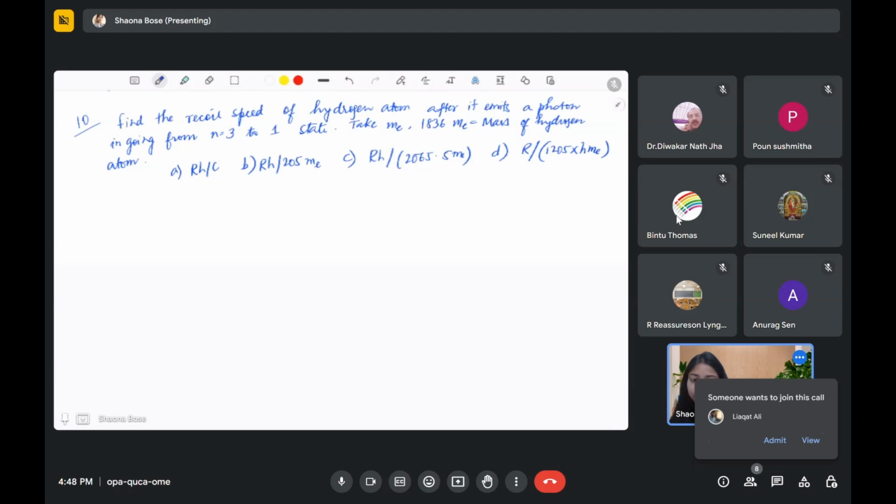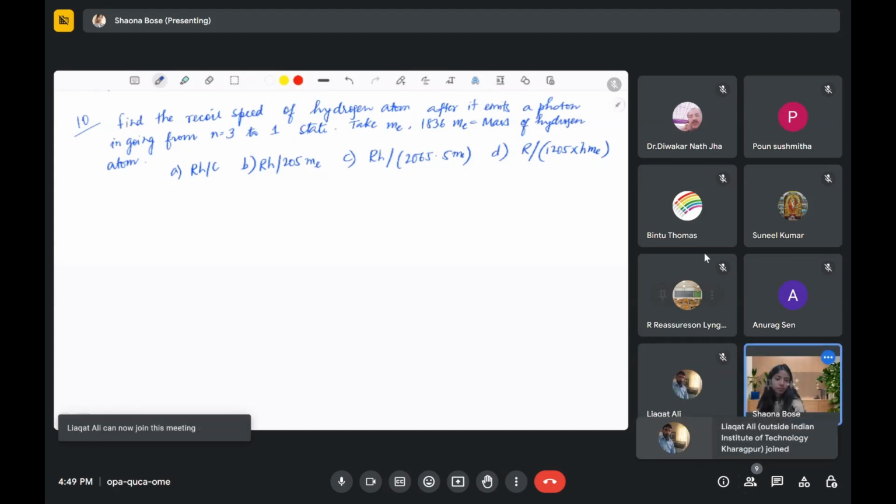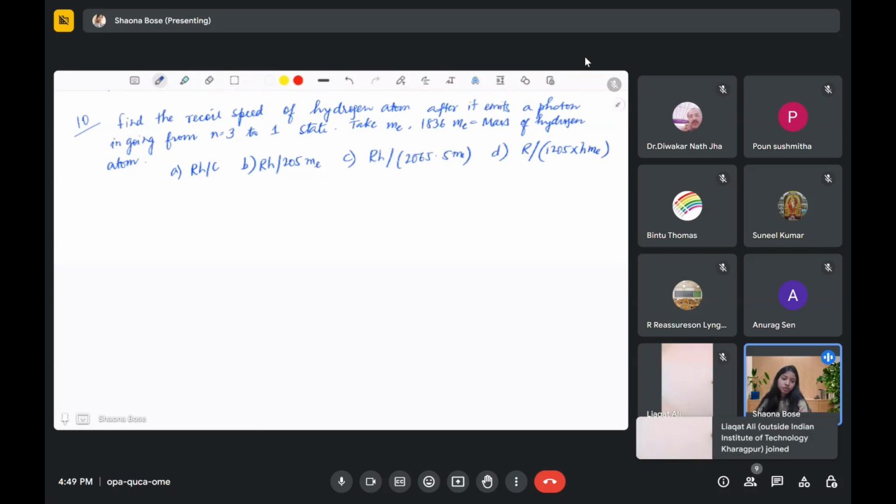Similar hydrogen atom problem. Somebody wants to join at almost 5 p.m. Okay, the class starts at 3 p.m., not 5 p.m.